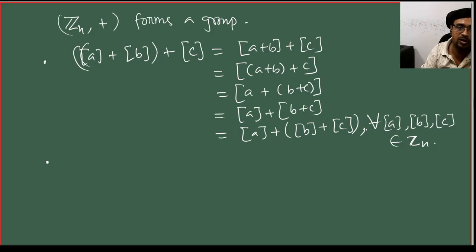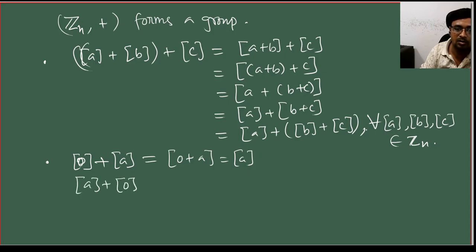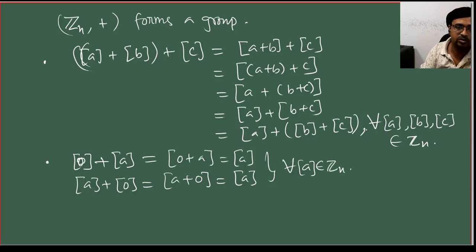Now existence of identity. So look at the class of 0. Class of 0 in Zn has the property that if you add any class with it, you get class of 0 plus class of a is equal to class of a. Similarly, class of a plus class of 0 is equal to class of a, right? So the class of 0 is the additive identity in Zn.